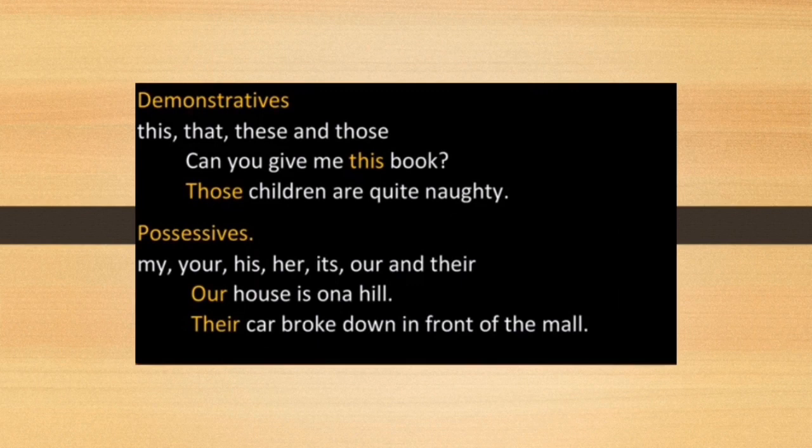Those children might be far away, right? दूर होंगे वो. So those children are quite naughty. Okay, because they are not nearby, so we have used those. Okay, now let's see the other type.